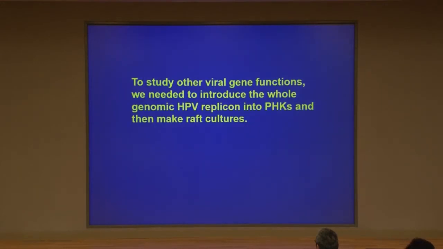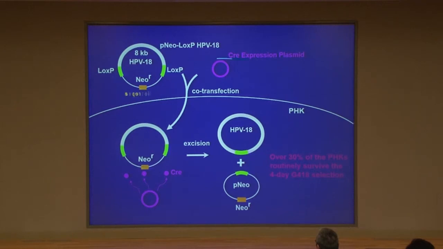Now, I told you E6 has no effect. So if you want to study other viral genes beyond E7, we have to have a system to introduce the entire genome in there, in the background of differentiating epithelium. So everything has to be like in vivo. So how do we do this? This was developed by another two students.